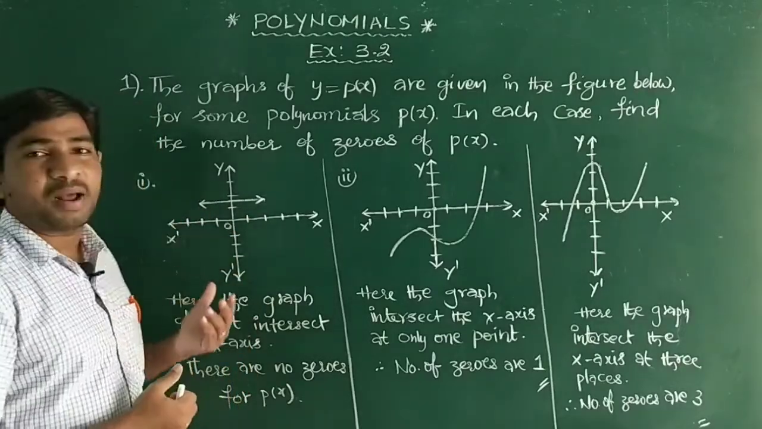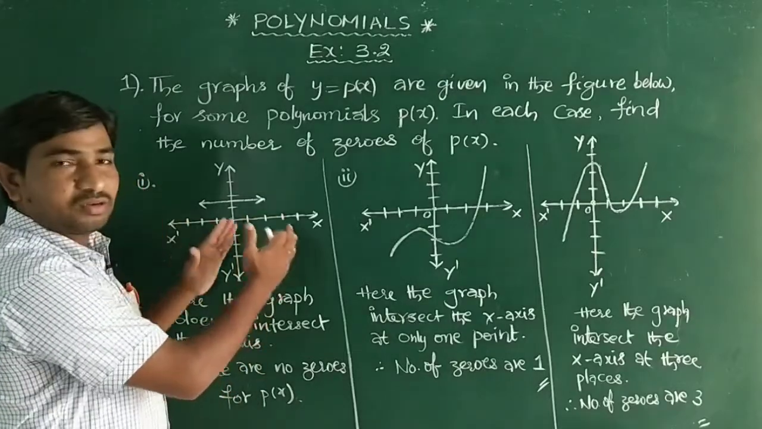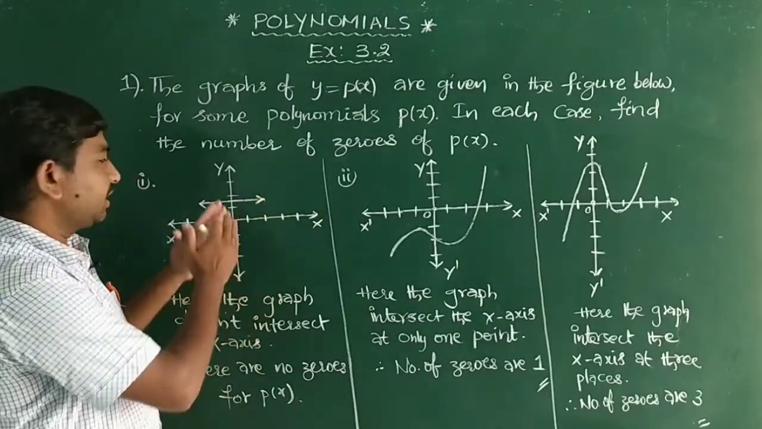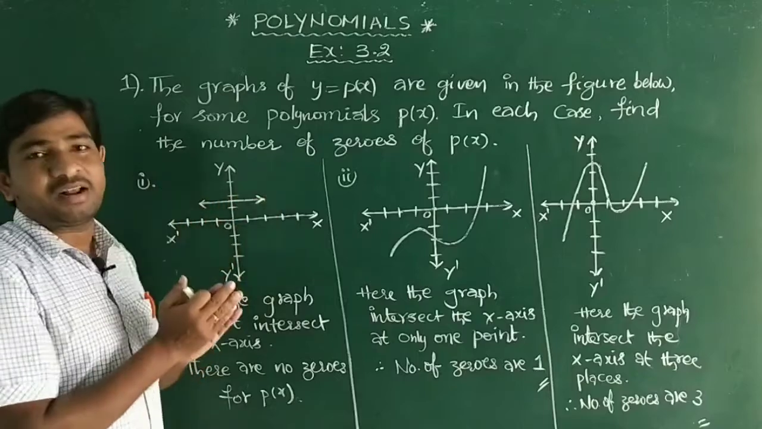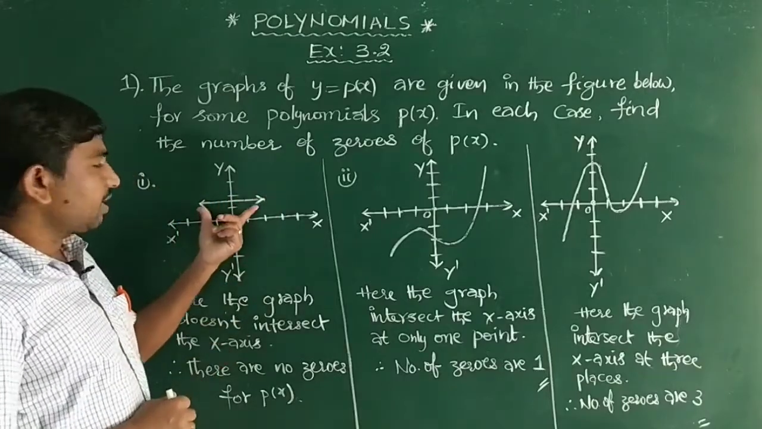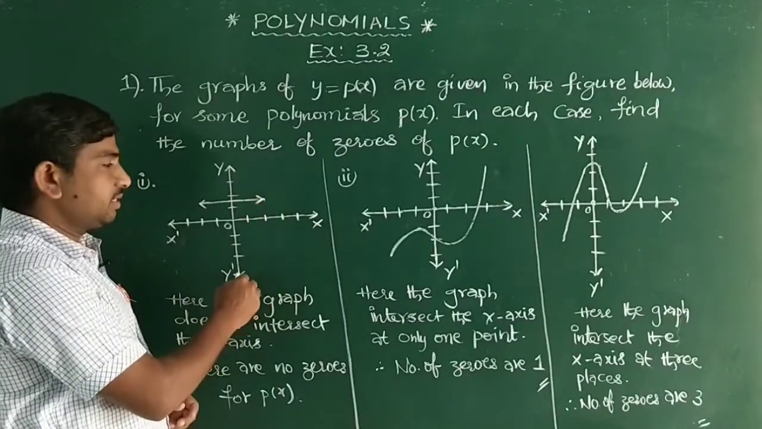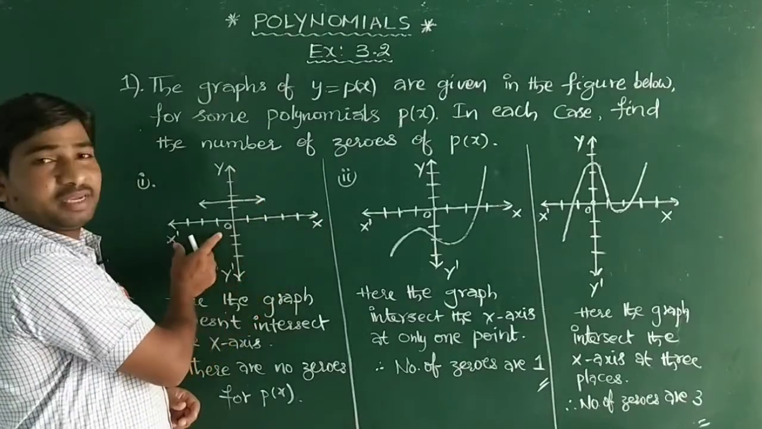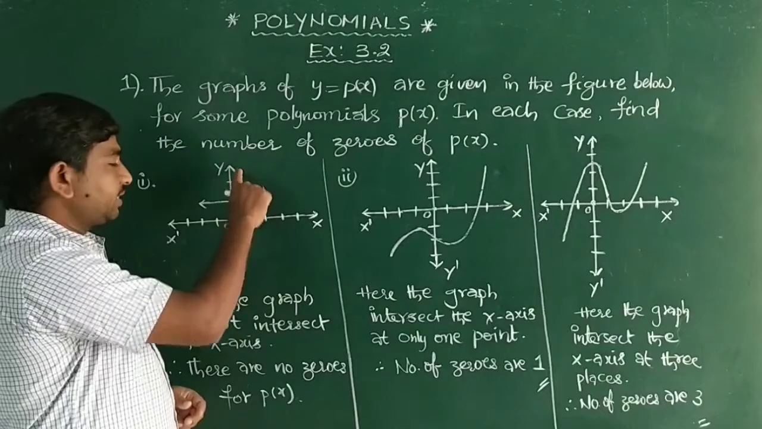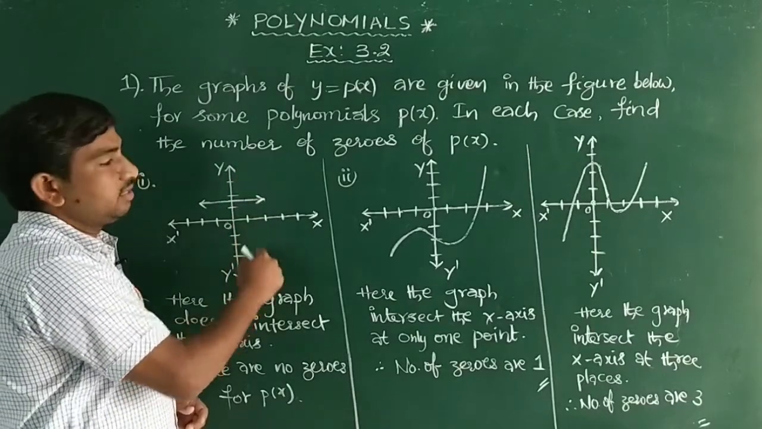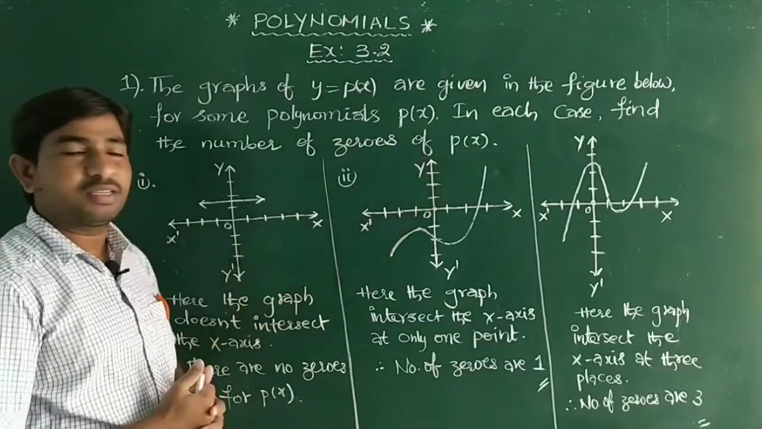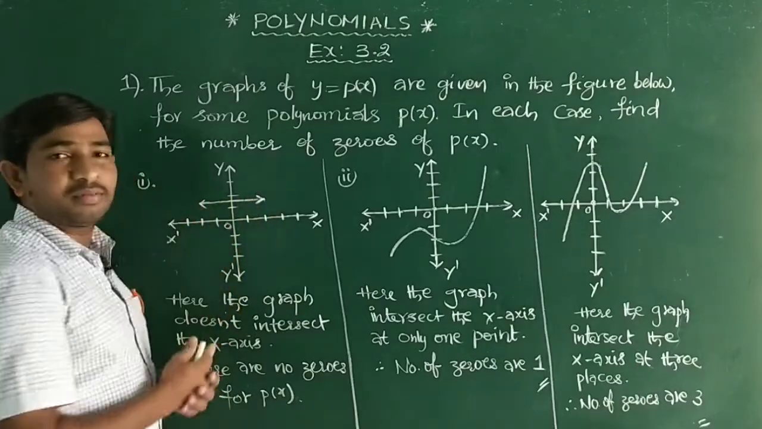See the first problem. If you observe the graph, consider this as a graph. I have only drawn the structure of the graph here. So this is the graph, this is the x axis and this is the y axis. Positive x axis, negative x axis, positive y axis direction, negative y axis direction. It is the same for the second one and third one also. So this is the first graph.